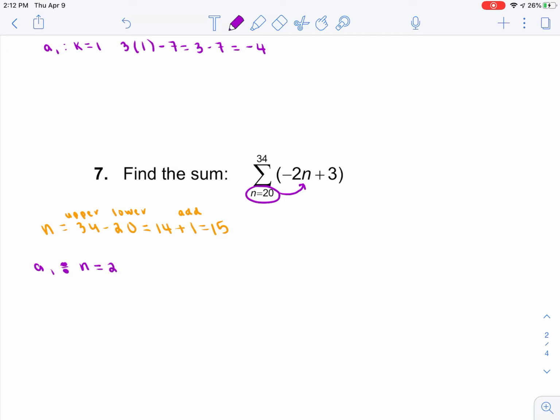Oh my goodness, this froze again. Why does this keep freezing? It's kind of annoying. Sorry, guys.